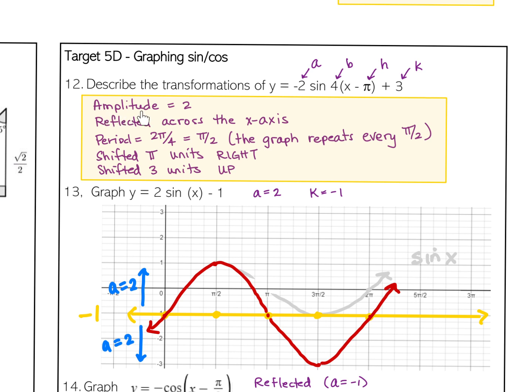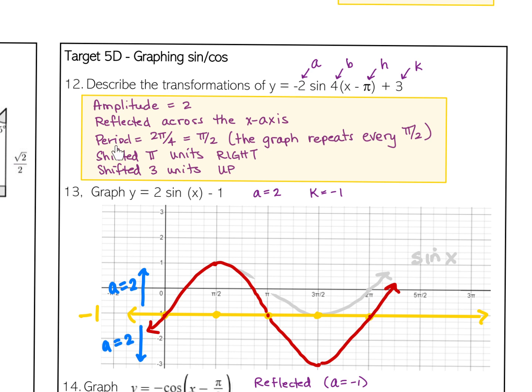So our A value is the amplitude. So this has an amplitude or a vertical stretch of 2. The negative sign that's in front is what is reflecting that. So this right here, if that is not negative, you do not have a reflection.